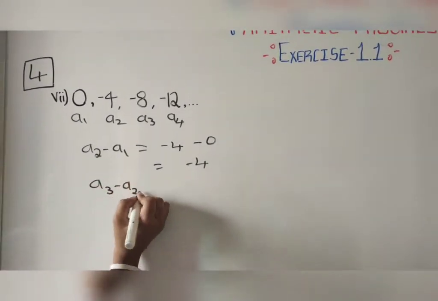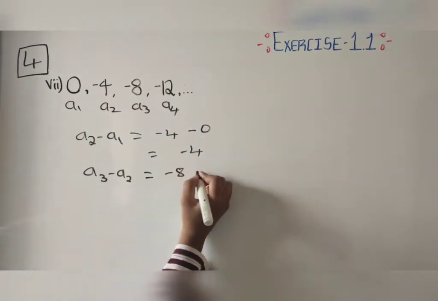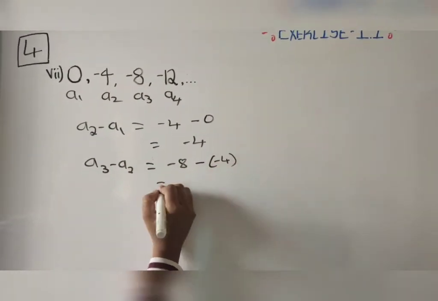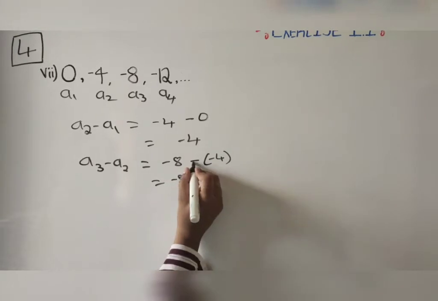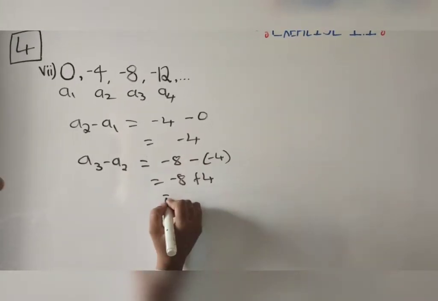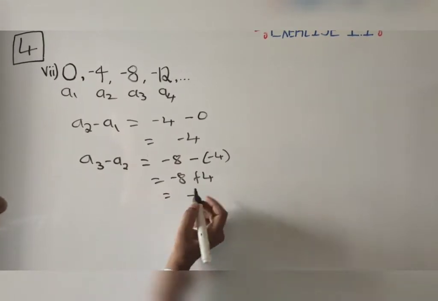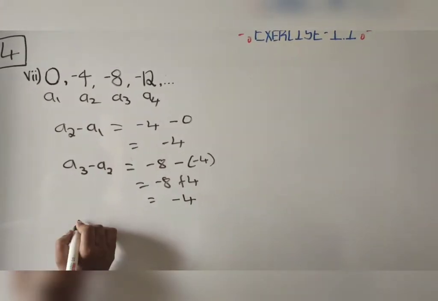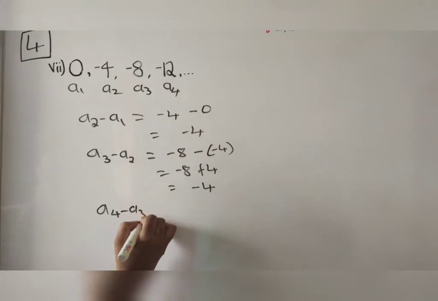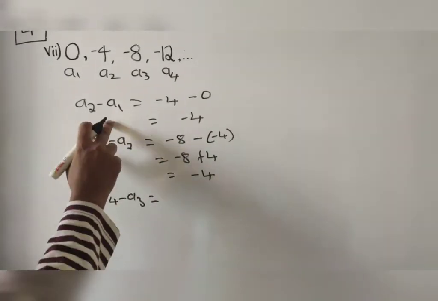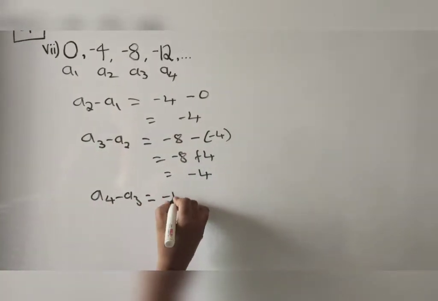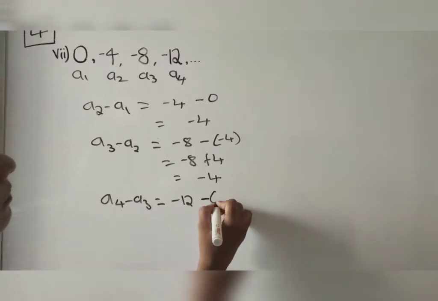A3 minus a2. A3 is what here? Minus 8. Minus of minus 4. Minus 8 plus 4. Minus minus gives plus, students, here. Now again plus minus, minus, you should do, and you should keep the bigger number's sign, minus, and you are getting minus 4. Again if you check for a4 minus a3, or else if you check for only 2, that's also correct here. If you want, you can check for 3 also.